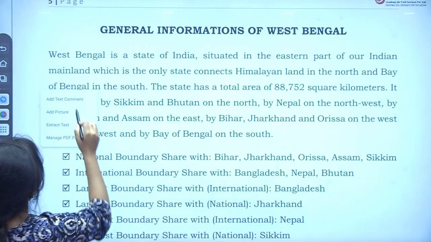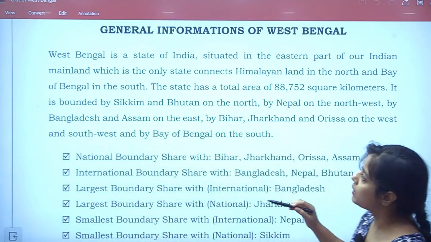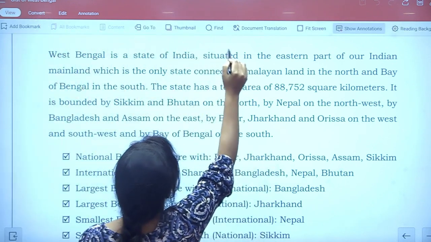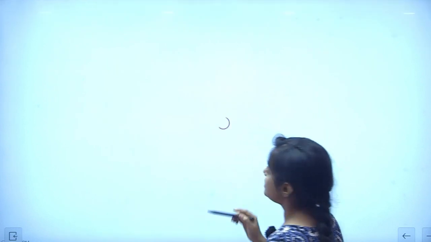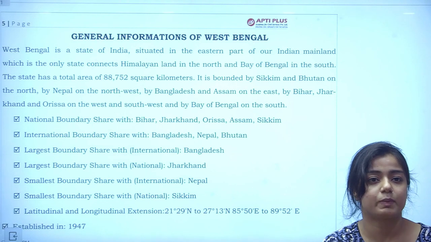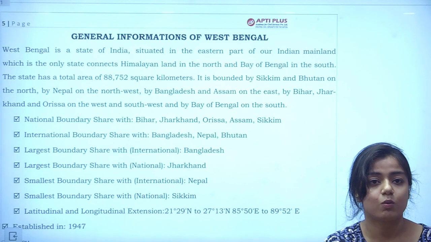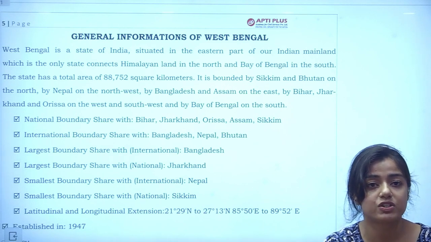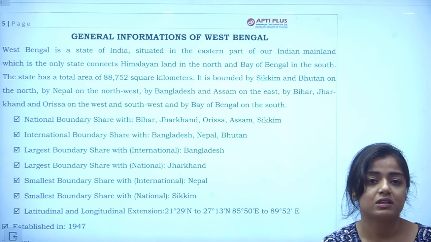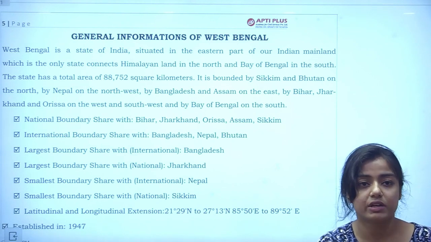We will start our presentation with the very first chapter that is important. We need to know about the general information of our state. Since we will be appearing for WBCS, West Bengal Civil Service, it is very important that we know where West Bengal originated from, what West Bengal's history is, and what West Bengal's geography is. This part is important not only for your prelims but also for your mains as well as your interview.